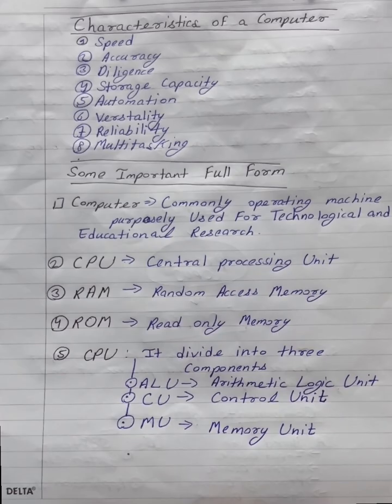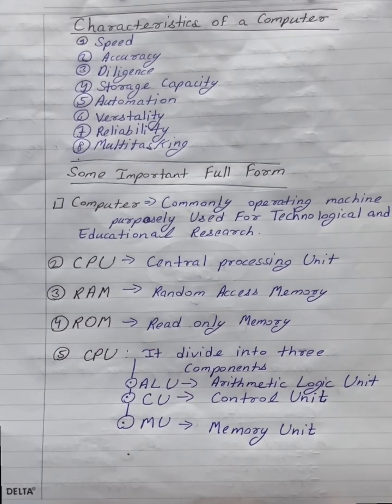Next is ROM, read only memory. It is a type of permanent memory that stores important instructions which are required for starting and operating the computer. Unlike RAM, the contents of ROM are not lost when the power is turned off, and ROM contains the instructions that are needed to start the computer during the booting process.